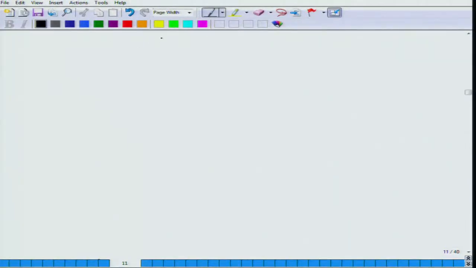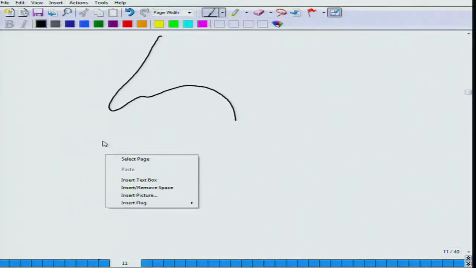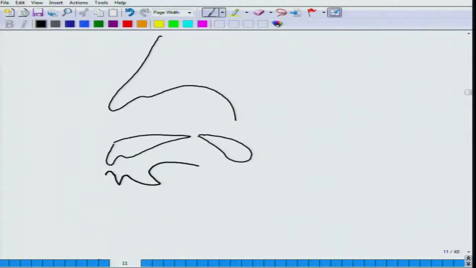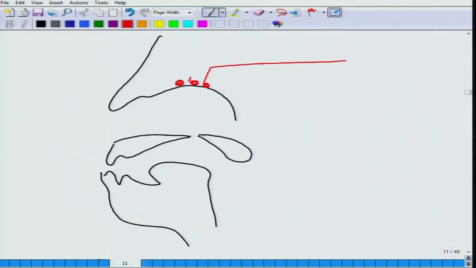The easier way to draw it is something like this, because there are multiple receptors involved here. This is essentially your nose, because that also plays a critical role. Draw it, then everything will make sense to you. This is where you have the smell receptors coming, because you know that by smelling a food, your saliva starts secreting.